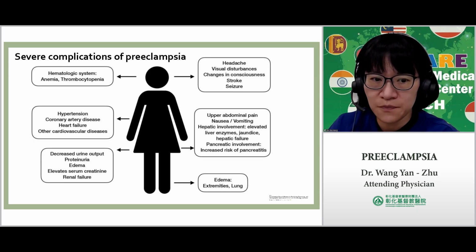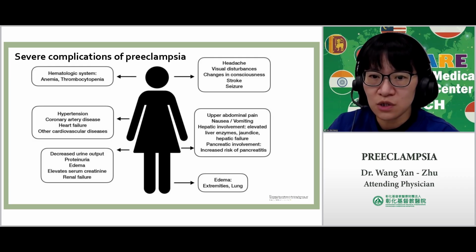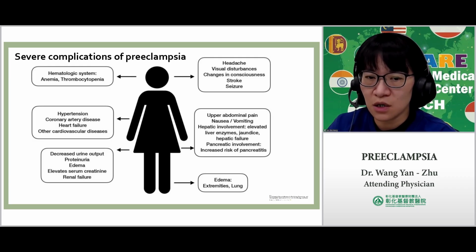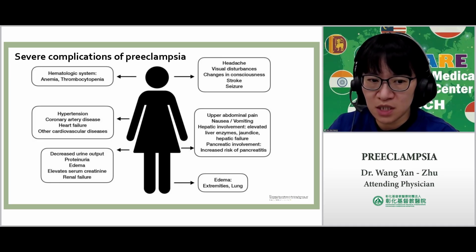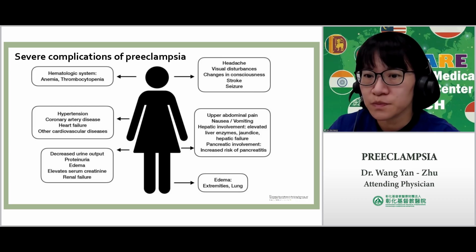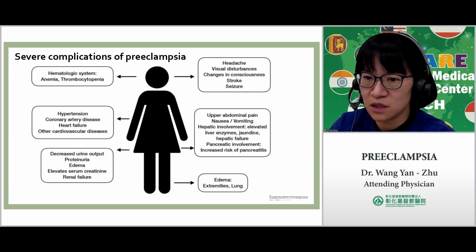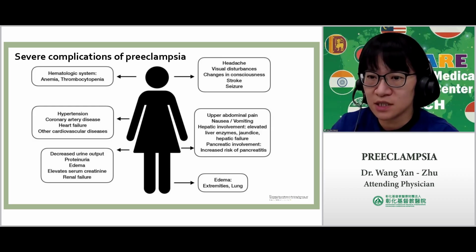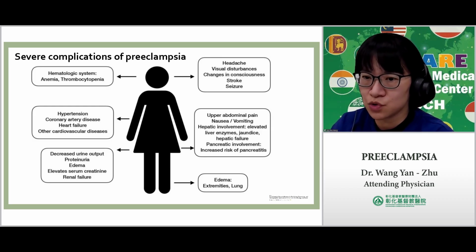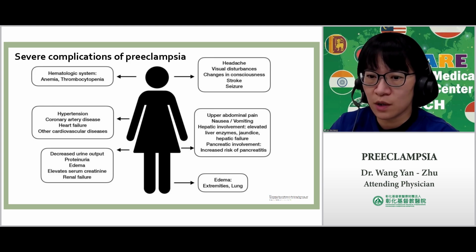And from the kidney, you can have decreased urine output, and eventually you will develop proteinuria. Because of proteinuria, more protein comes out of your body, so you become edematous. Of course, in the end, we might have renal failure. And for the liver, you might have hepatic involvement, so you can have hepatic failure, jaundice, or elevated liver enzymes. As we said before, HELLP syndrome is majorly about the liver problems.